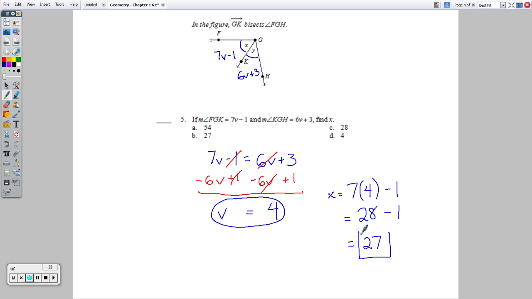So notice, trying to trick you here a little bit, v equals 4. 4 was an answer choice, but that's not finding what it asks you to find. So finding x, we got to plug it back in. So be careful, something like that might happen on the test.